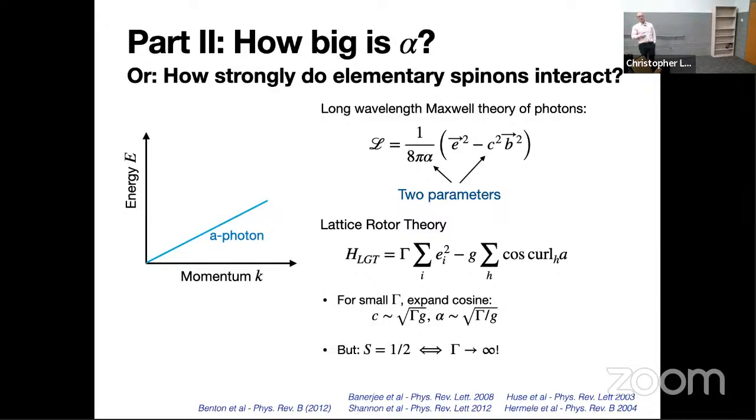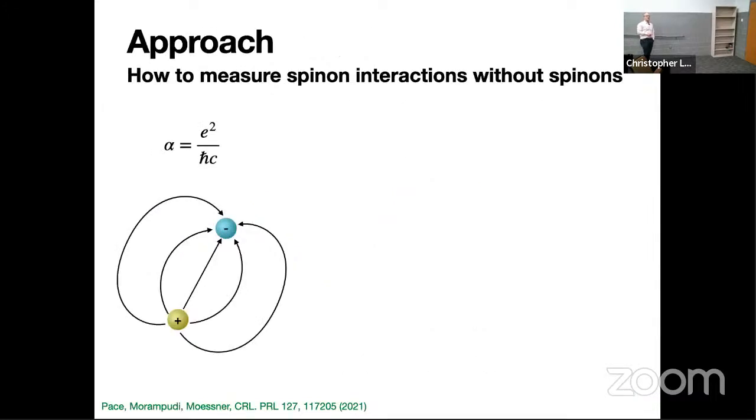But remember, at S is a half, gamma is infinity. So is the speed of light infinite? Is alpha infinite? Well, no. So this is an infinite renormalization, if you want, to get a finite alpha from an infinite, dumb guess. You need numerics to deal with it. So what do we do? How do we measure this?